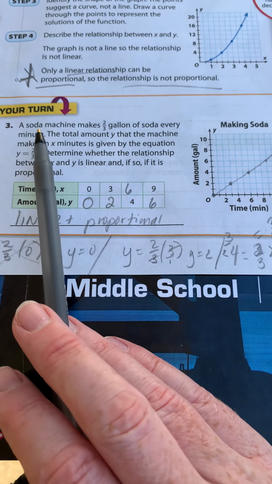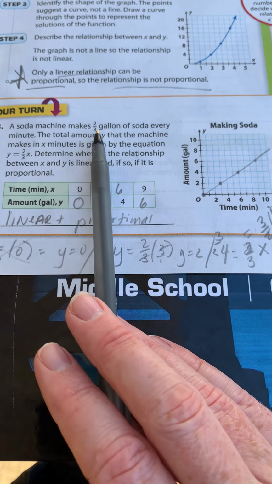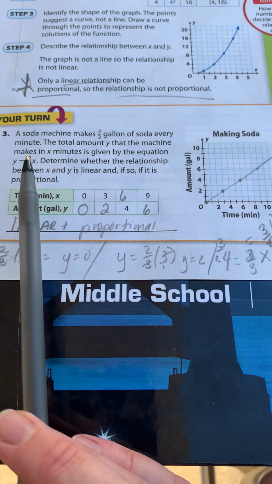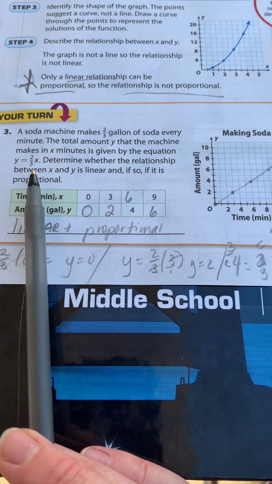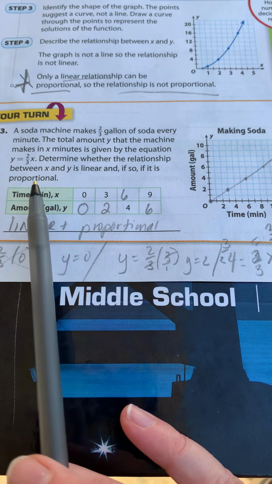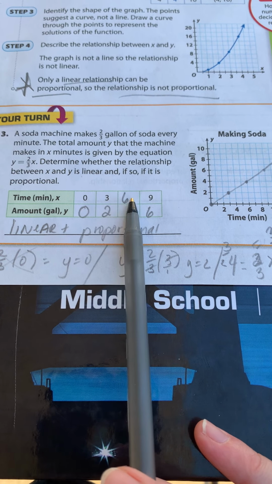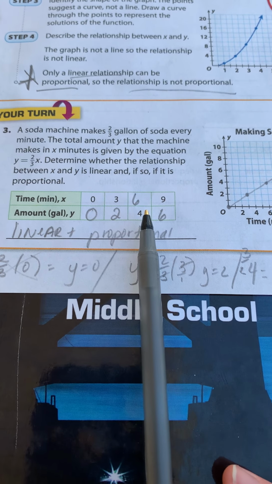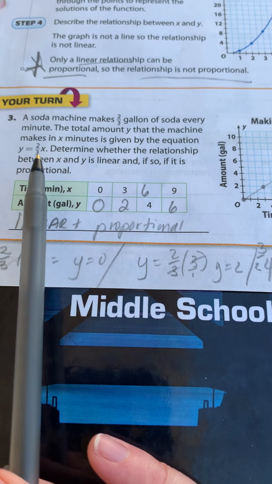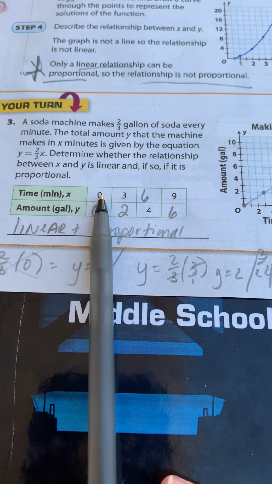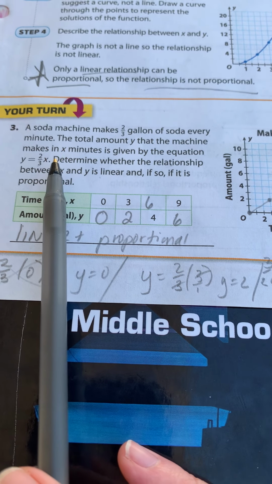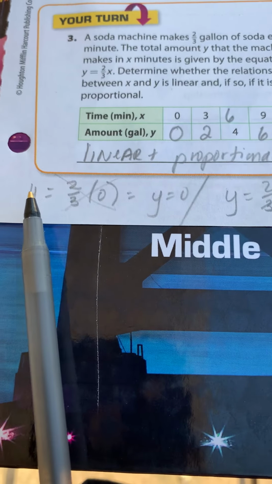Take a look here. A soda machine makes 2/3 gallon of soda every minute. The total amount y that the machine makes in x minutes is given in this equation. It starts at (0, 0), so it is proportional. They went ahead and gave you an x. In this case, they gave you a y, so I'll show you what I did here to figure this out. I'm using this equation, so look here. I'm going to put the 0 in here, so obviously the y is 0. I'm going to put the 3 in here, so let's look.